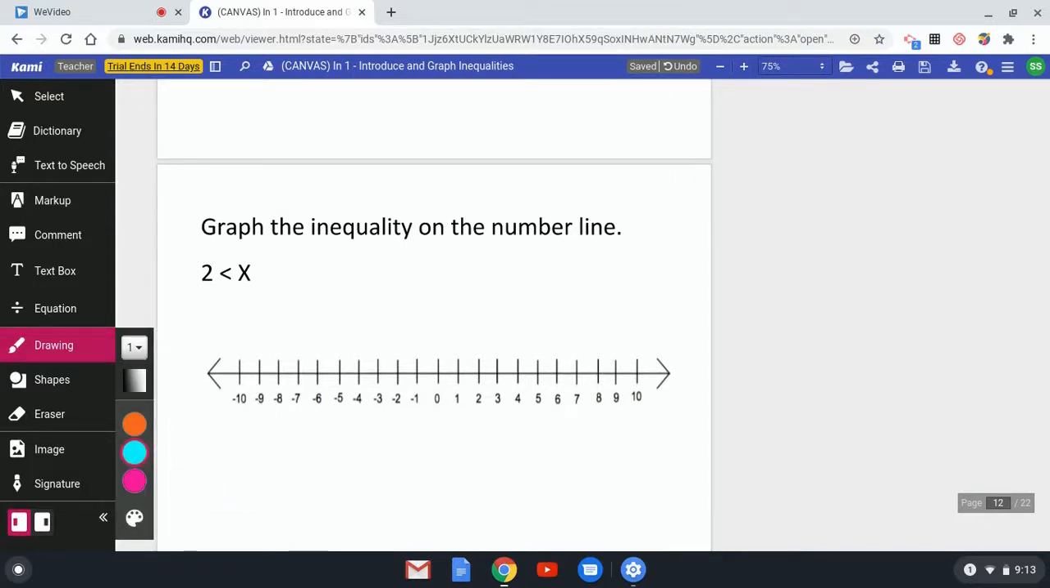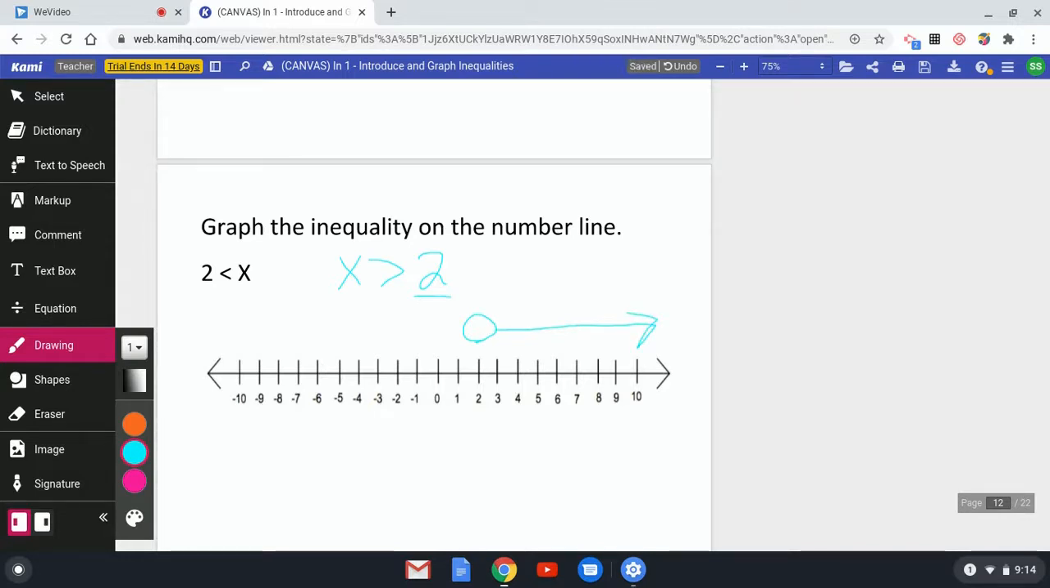Remember, we read it from the variable side. So if you need to, switch it. X and 2, the inequality symbol is eating the x. You guys remember that? All right. So we would read this: x is greater than 2. So first, find your number. Open or closed circle? Open circle. X is greater than 2, arrow to the left or to the right? We would be going to the right because it's greater than 2.